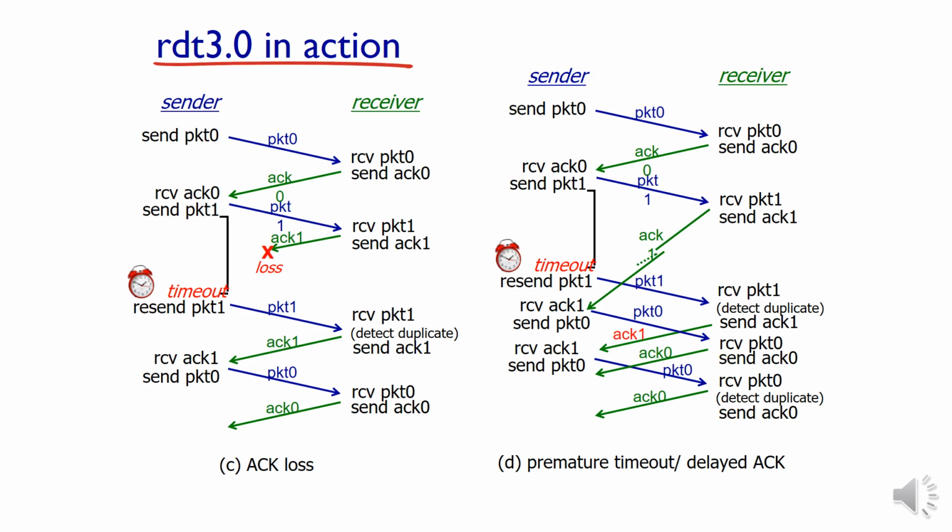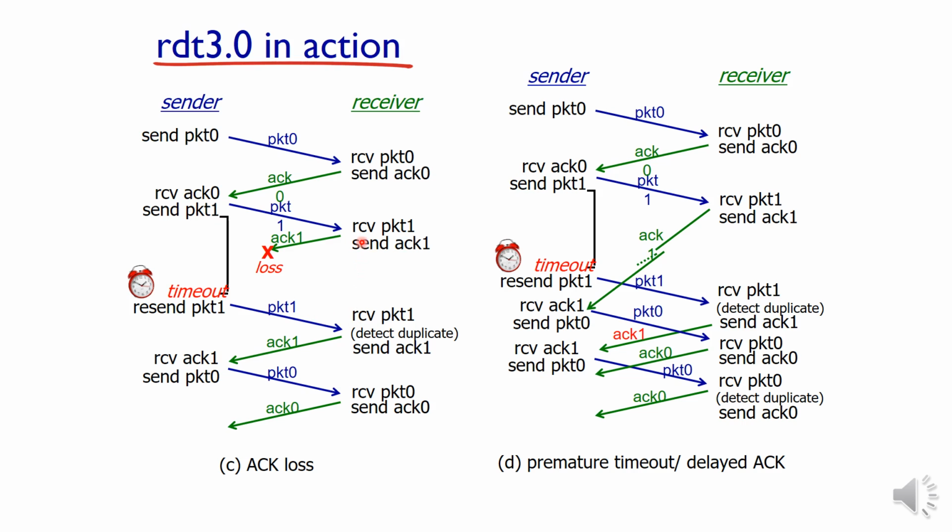The next scenario is if the acknowledgement is lost. So how will the system identify the loss of acknowledgement? The sender sends the first packet, the acknowledgement is received, then the next packet is sent. Here the acknowledgement is lost. In the previous case, the packet was lost; here the acknowledgement is lost. So again, within the timer bound, the acknowledgement is not received, so the sender retransmits the packet.